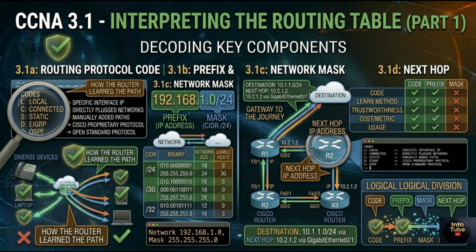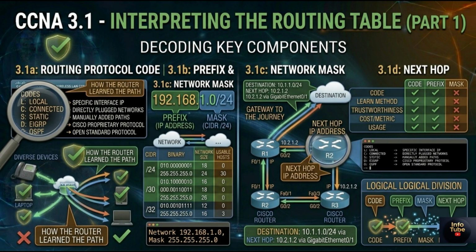We are now entering the most important section of the CCNA, IP connectivity. This represents 25% of your exam because it covers the brain of the network, the router. In this section, we learn how a router looks at a destination and decides exactly which path to take. Objective 3.1. Interpret the components of a routing table.